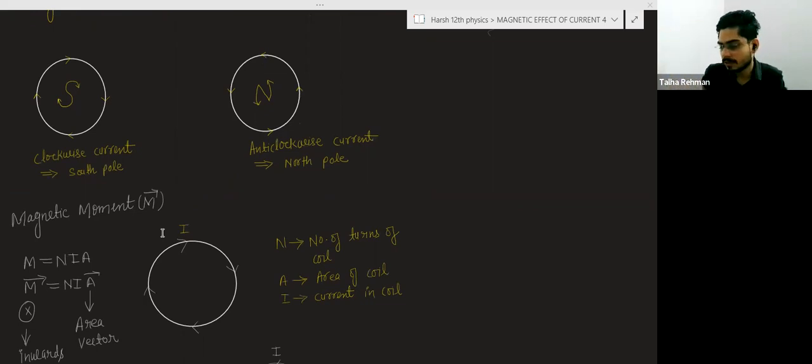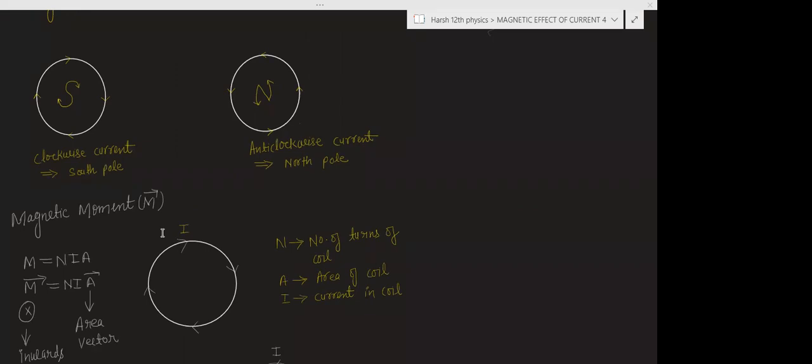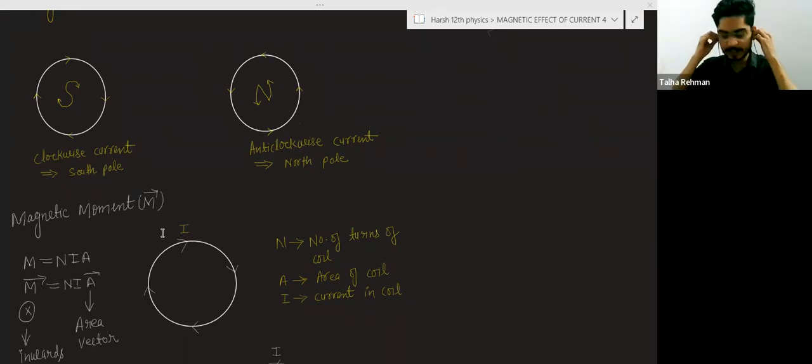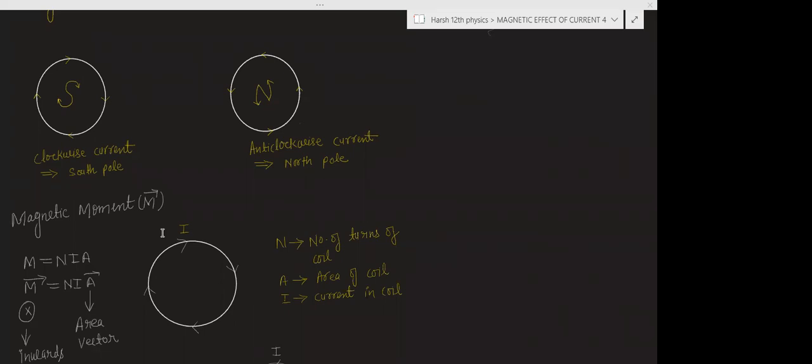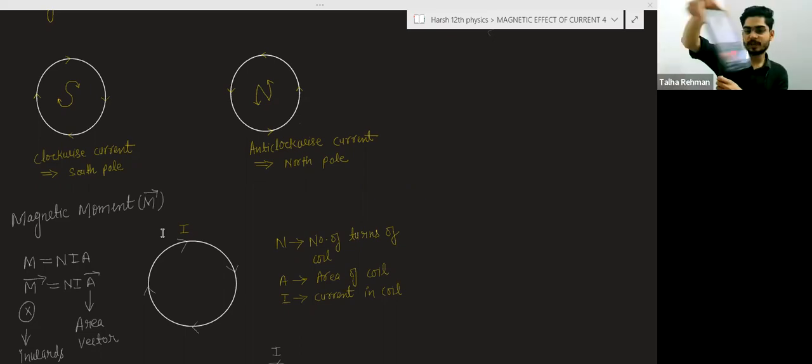So now imagine the electron is revolving around the nucleus in an atom. From the atomic model, the electron is revolving around the nucleus. Suppose this is the nucleus and this is the electron, and this electron is revolving like this. We also know that the electron is a charged particle. Whenever a charge is in motion, current is generated. So you can imagine that this electron is revolving like this around the nucleus.